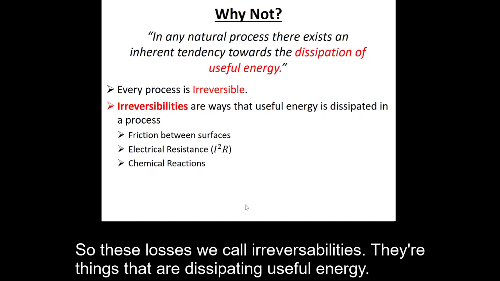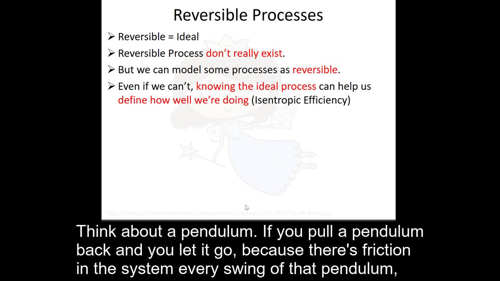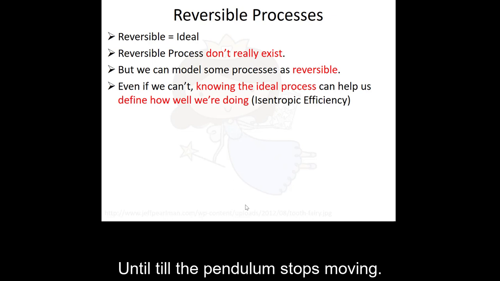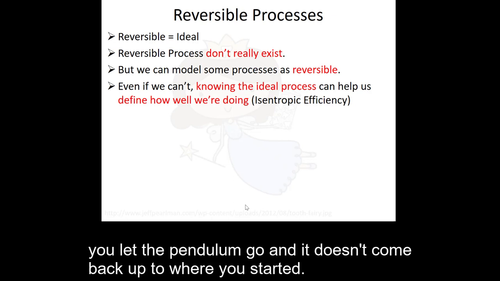These losses we call irreversibilities. They're things that are dissipating useful energy. In thermodynamics, we have this concept of a reversible process. Think about a pendulum. If you pull a pendulum back and you let it go, because there's friction in the system, every swing of that pendulum, even though the frequency stays the same, the amplitude will gradually get smaller and smaller until the pendulum stops moving. That process is not reversible because you have your starting position, you let the pendulum go, and it doesn't come back up to where you started.